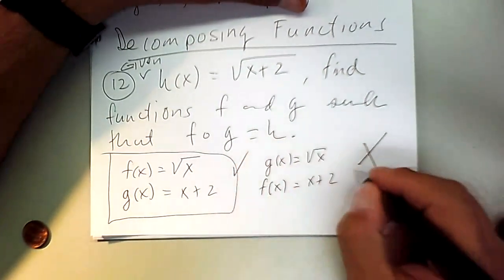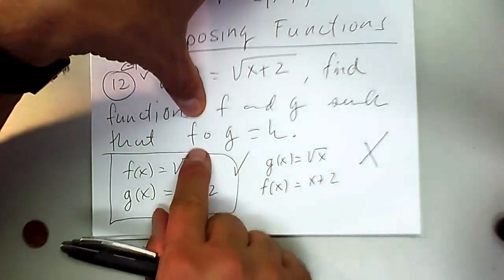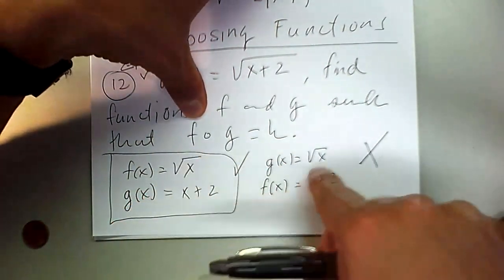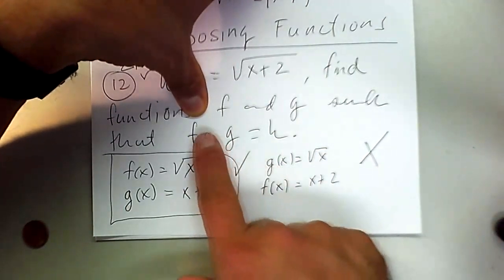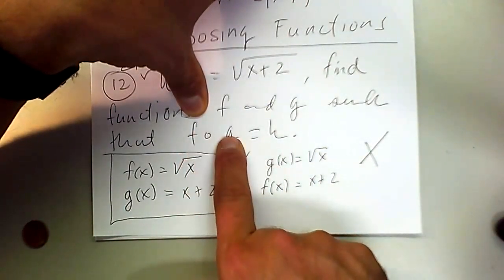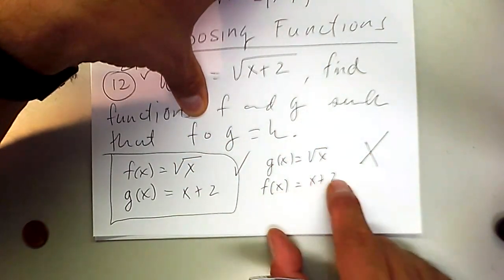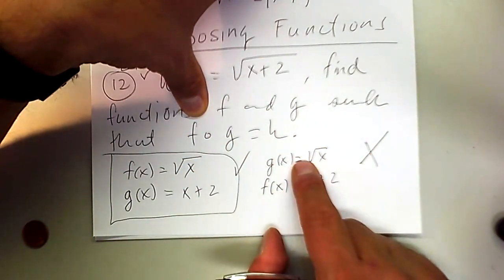This is good, this is bad in this example. Now, the key, you may be thinking, wait a minute, I'm using the same functions. Yeah, but the order, it matters. We're doing f on g. f calls for adding 2 to whatever g is.